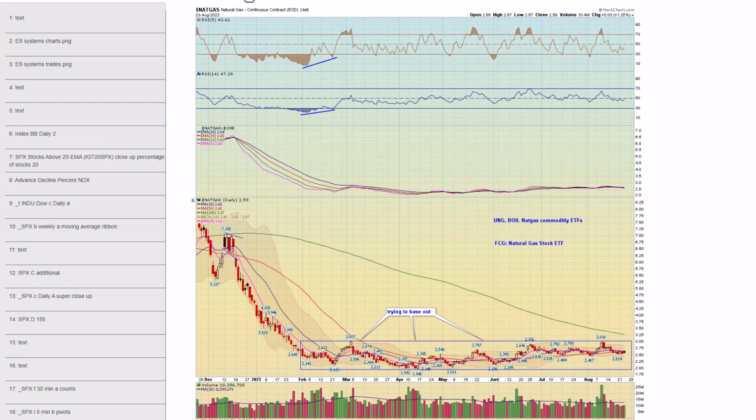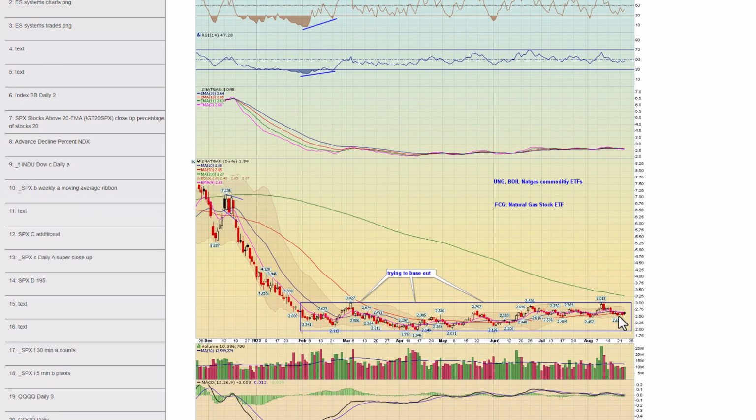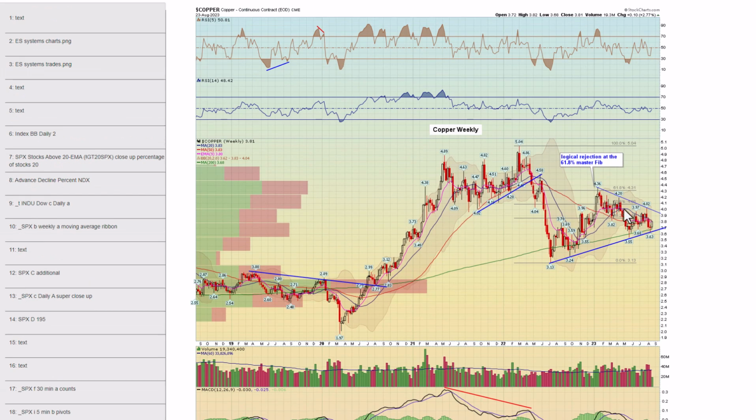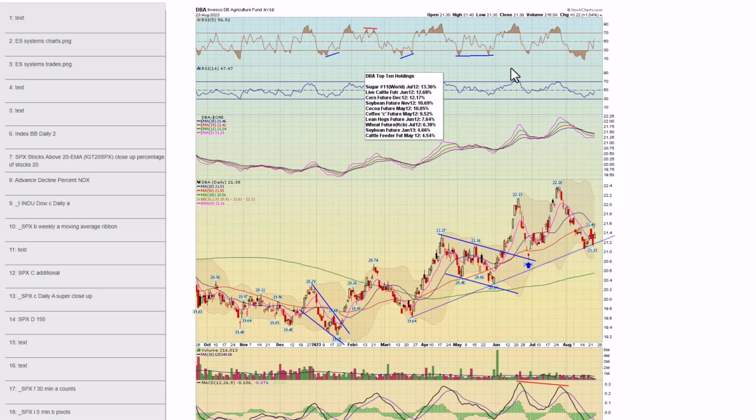Chart 47, natural gas. A flat day, still in this big old range. Now, what wasn't flat was some of these ETFs like UNG and BOIL. They are very tough traders, but I like how natural gas is consolidating here. Next, chart 48. Copper, so far, nice rally this week, up almost 2.8%. Bounced right off the support zone.